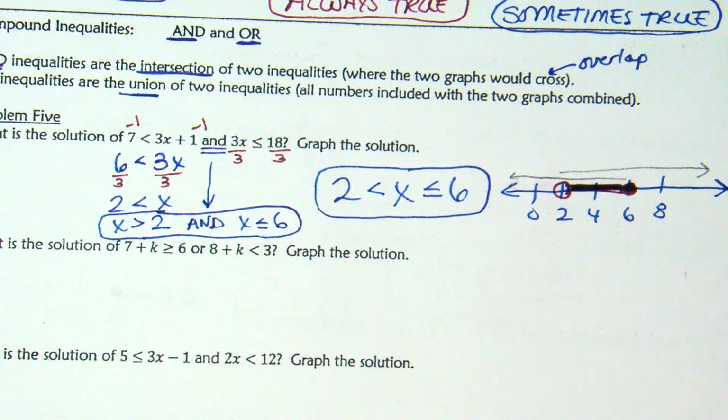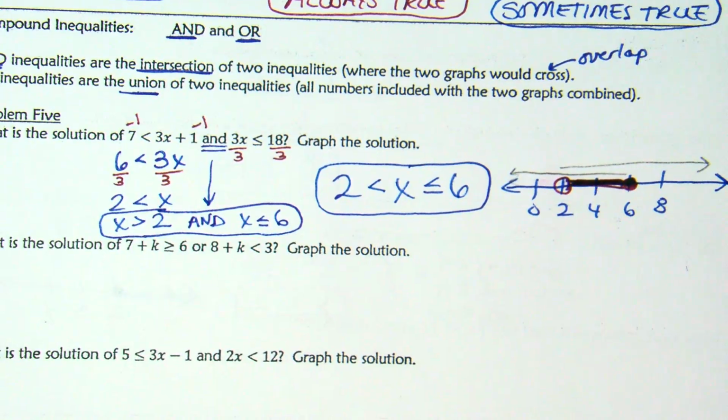Sound familiar? I will tell you, and statements are almost always, I can't say always, but almost always the shading's in the middle. Okay, that's the general rule of thumb with an and statement. There are exceptions. I don't even know if we'll get around to seeing them, but that's how it usually works. Are we okay with the and statement?